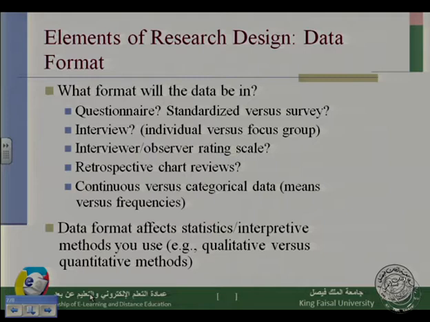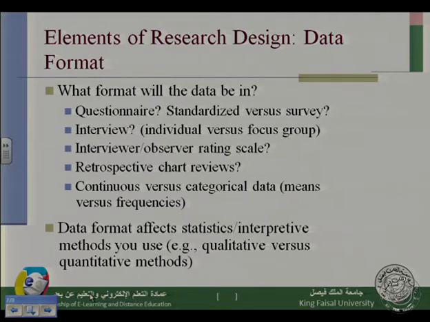Interviewer observer rating scale. In an interview, you need someone to observe the interview for you, just to measure that you are fair with the interview, just to measure the validity and reliability of your questions. So sometimes you need someone to sit just to observe the interview. Retrospective chart reviews. Well, this is something that we can skip. Continuous versus categorical data, means versus frequencies. Also, we are going to skip this for the time being because this has to deal with results, and we are going to talk about results in later lectures.